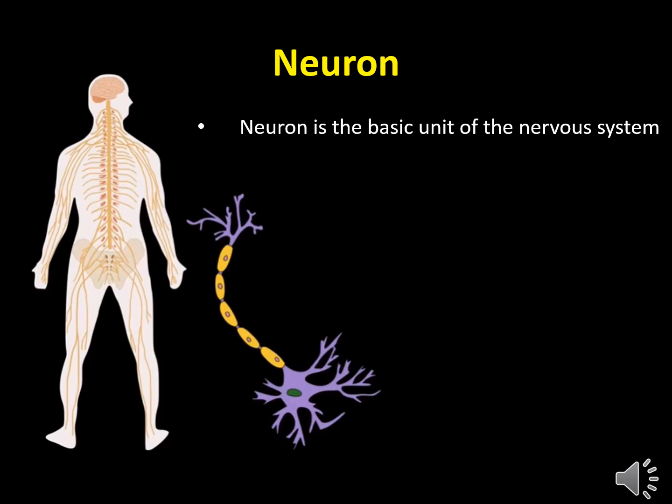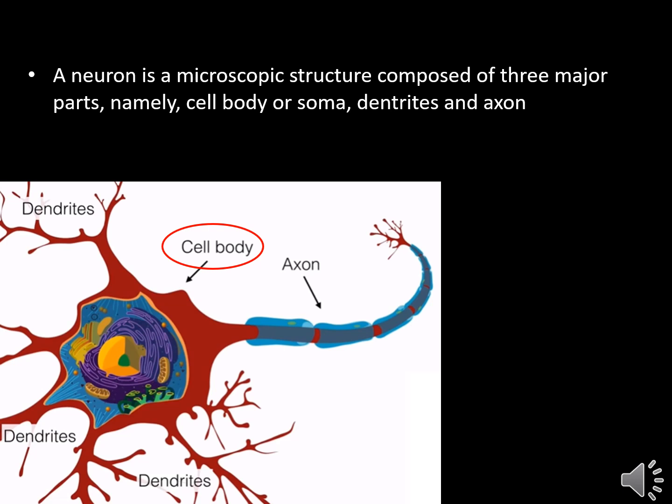The nervous system is made of cells called neurons or nerve cells. Let's look into the structure of a neuron. A neuron is a microscopic structure composed of three major parts, namely the cell body or soma, dendrites, and axon.